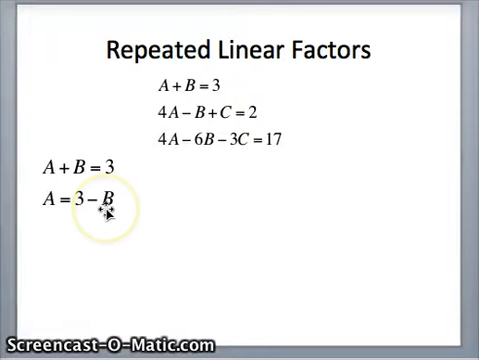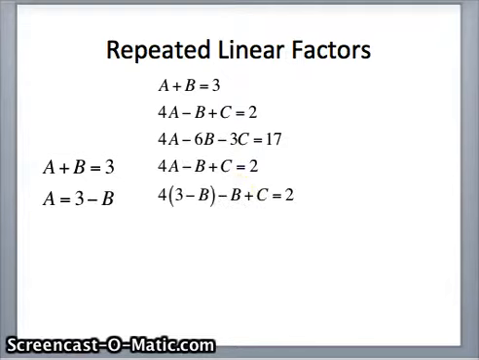Now we're going to plug that 3 minus B into the second and third equation, so that what's left is simply equations in B and C. When we're down to 2 variables, we can solve it. So there is my second equation. 4A minus B plus C is 2.